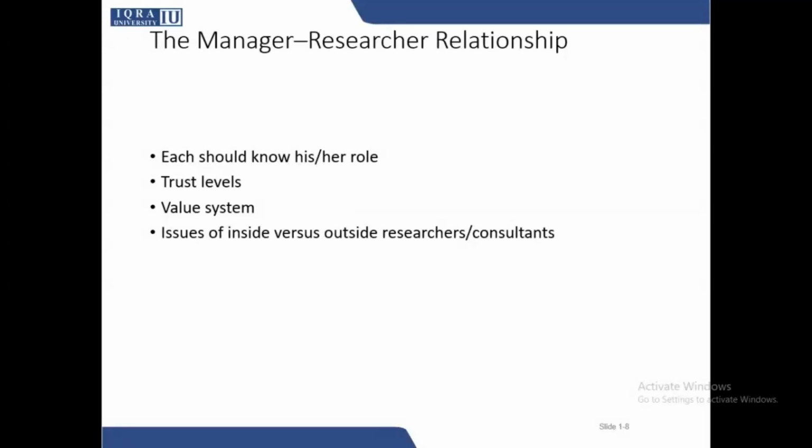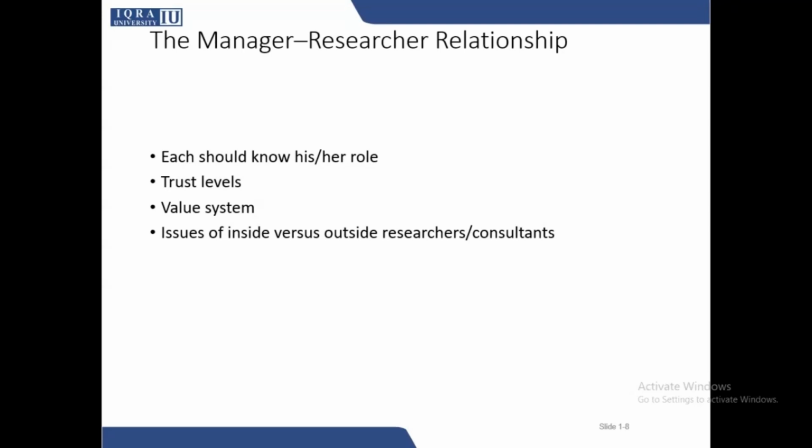So, the manager-researcher relationship. If a manager hires a researcher or consultant from within the organization, from the environment, or from external resources, what should be the relationship between the manager and the researcher or consultant? Each should know his or her role, right? Trust levels, value system, the issue of inside versus outside researchers and consultants. It means that there should be a strong level of trust. They should value each other and know each other, the capacity and capability of the researcher and the consultant. A manager should be familiar with the capability and qualities that a researcher has. The trust level should be high, and they should value each other.